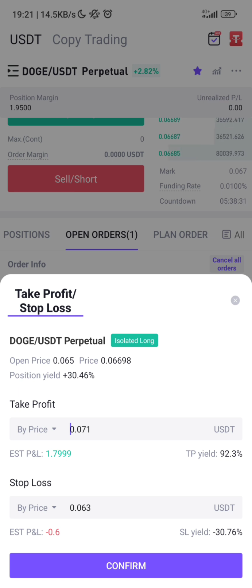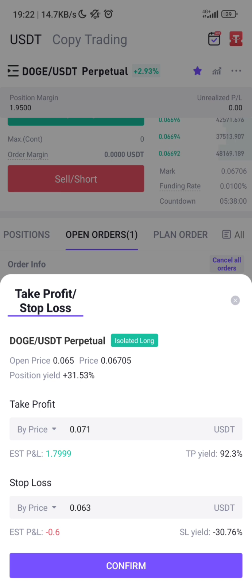So my position is going to yield me 92% profit, right? My take profit from my entry, my open price, is at 0.07. So I'll be making $1.799 with this trade. If the trade goes as planned, I'll be making let's say $1.7, because the exchange will also collect a fee for trading.